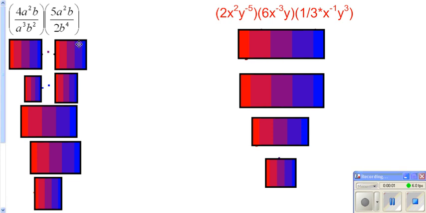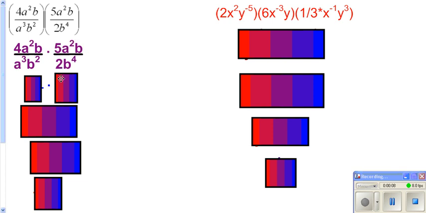Okay, here we're just multiplying fractions together. So we don't really need the parentheses. Now, when you're multiplying fractions, you can go ahead and simplify up and down, and you can simplify diagonally.